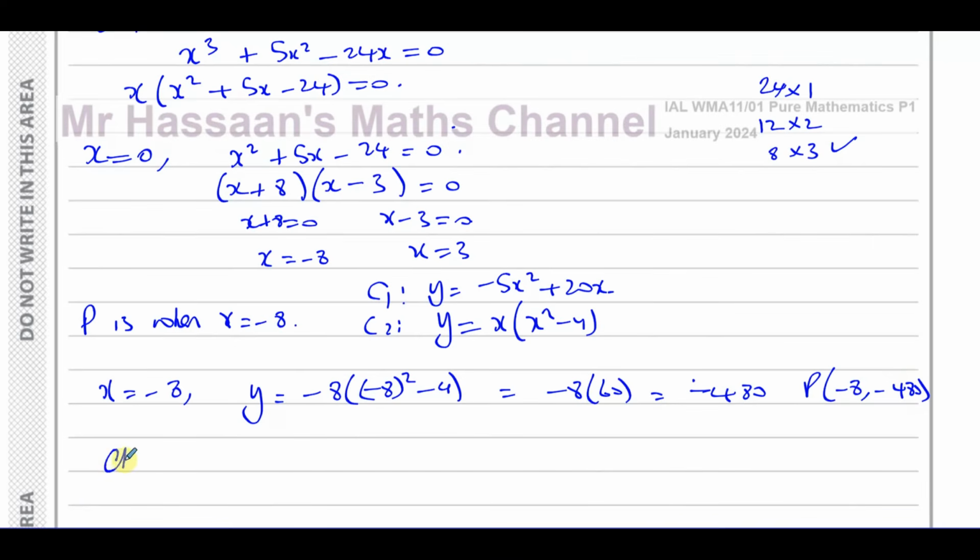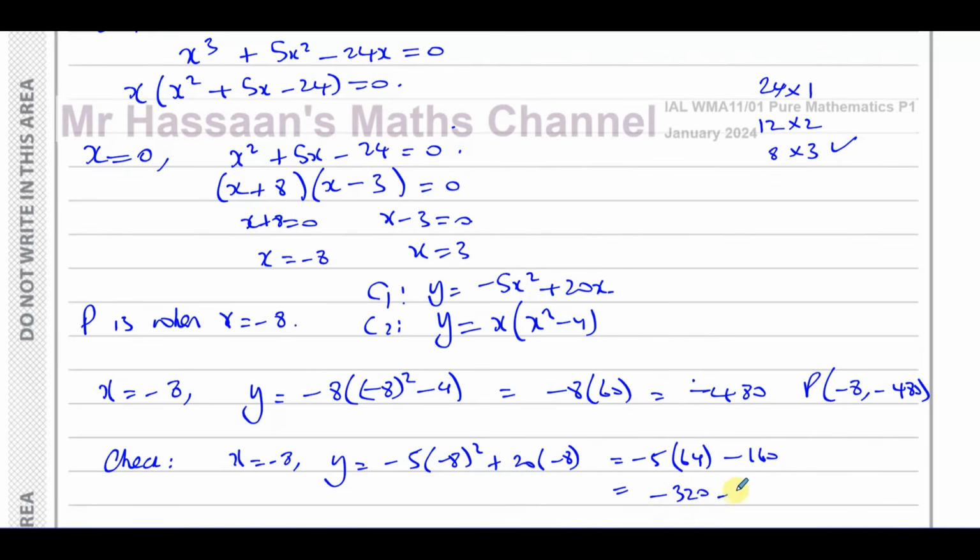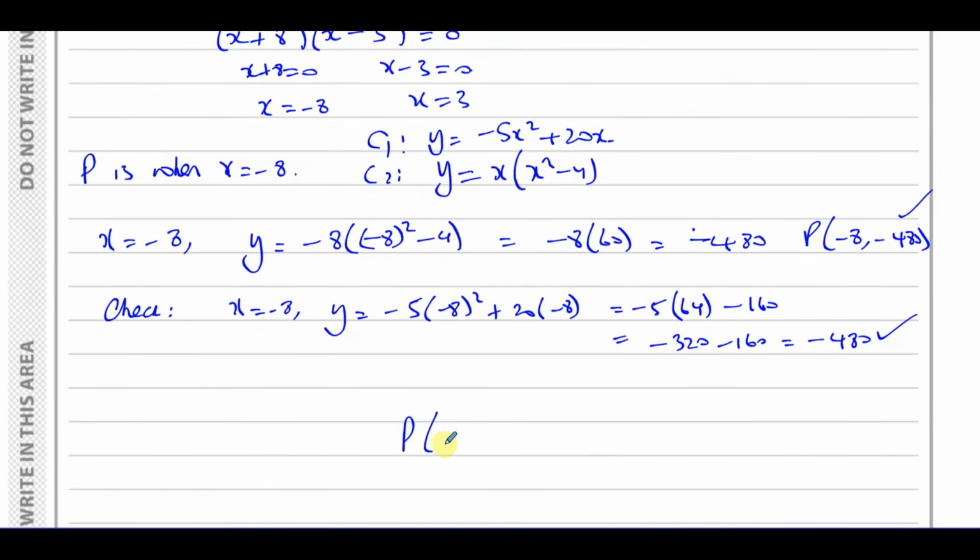And we can check, does that also satisfy the other equation? So we can say that when x equals negative 8, y is equal to minus 5 times negative 8 squared plus 20 times negative 8. That's going to be minus 5 times 64 minus 160. So that's going to be negative 320 minus 160, which is negative 480, which matches with this. So therefore we know that we're correct. So we can say the coordinates of P are negative 8 and negative 480.